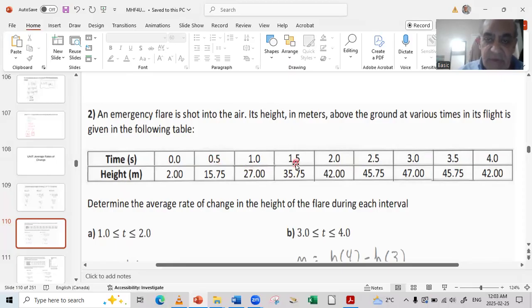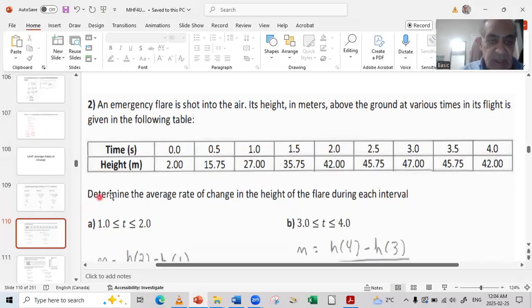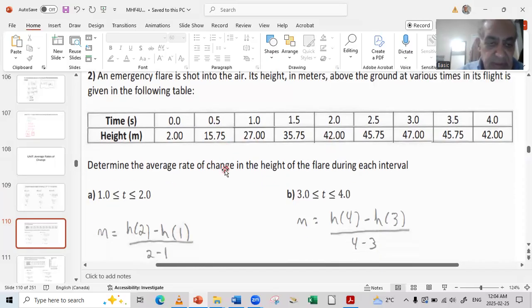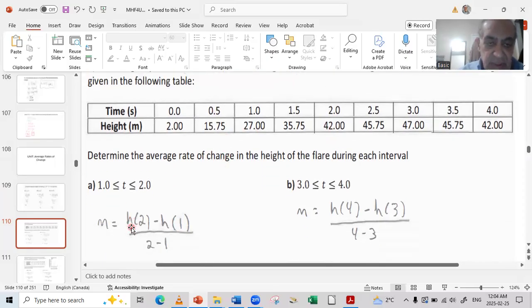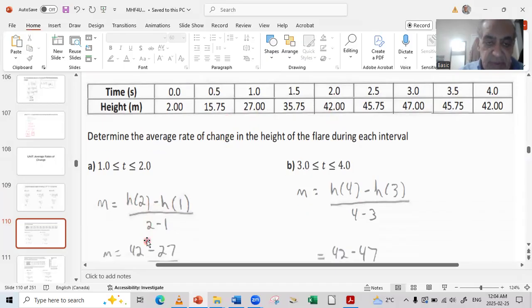Then after 1 minute, after 1.5 minutes, after 2 minutes, after 2.5 minutes, after 3 minutes, and so on. So I want to determine the average rate of change in the height of the flare during each interval. The first interval here is between 1 and 2. So I have here 1, and 2 is here. So the numbers between 1 and 2 give 42 minus 27 divided by 2 minus 1. So here I will do H2 minus H1 divided by 2 minus 1.